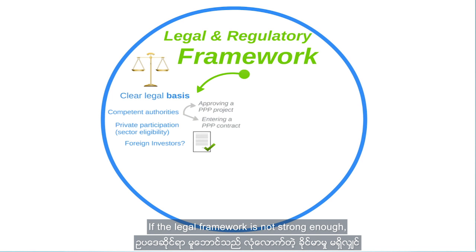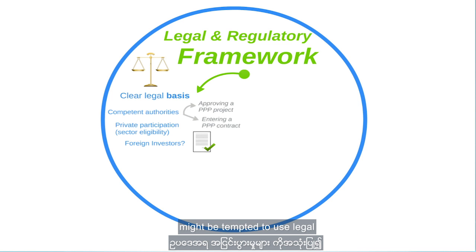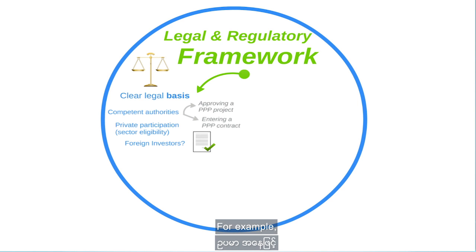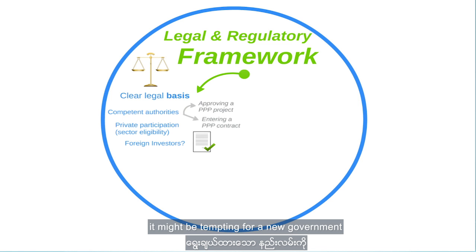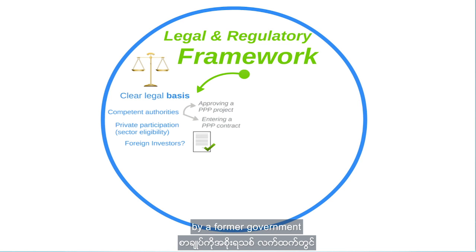If the legal framework is not strong enough, then parties willing to terminate a PPP contract might be tempted to use legal arguments to exit the transaction. For example, it might be tempting for a new government to renege on a contract that was approved by a former government if it disagrees with the approach chosen.